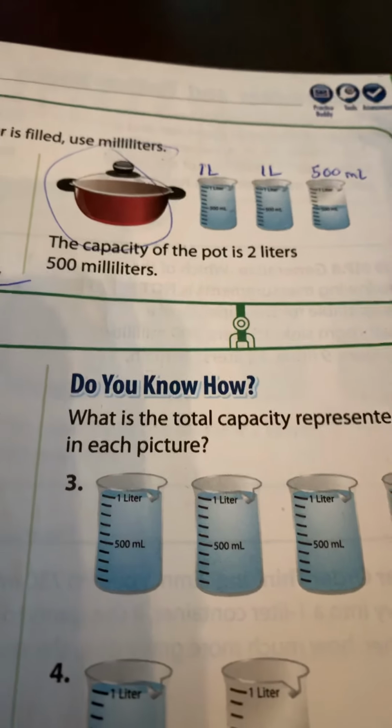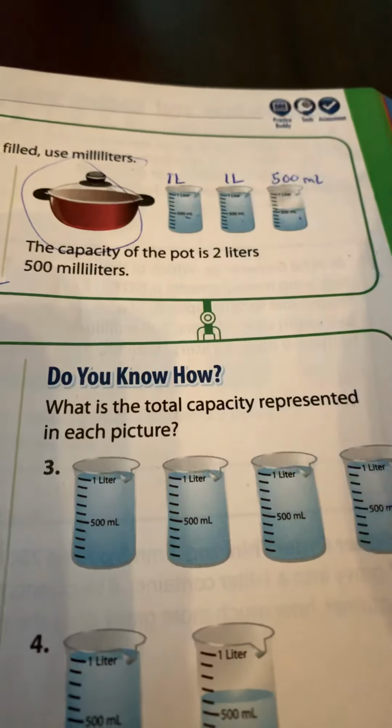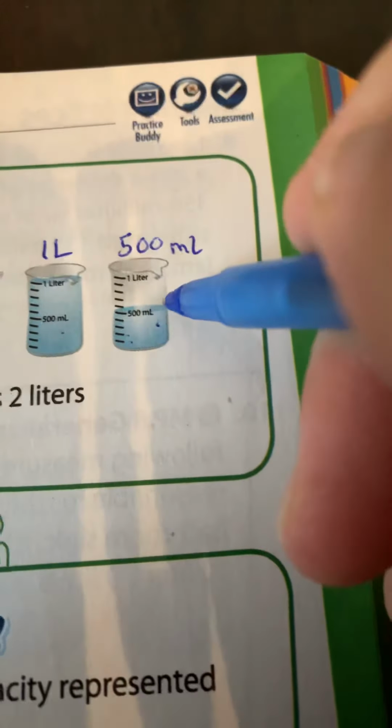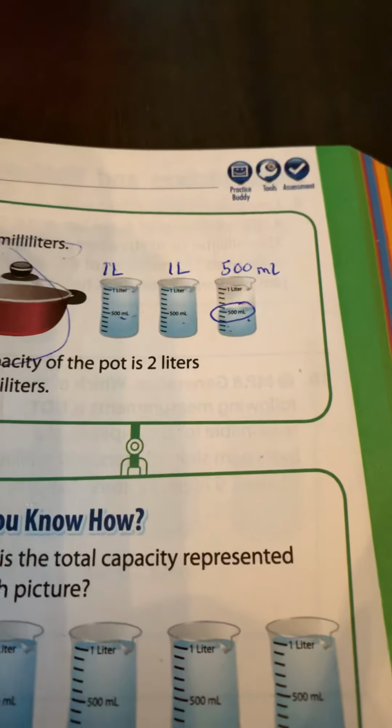So the capacity of the pot is 2 liters and 500 milliliters. So they filled it here, here, and half of this one to reach 500. And if we zoom in. Sorry, I'm not sure why it's so blurry. Maybe I'm too close. 100, 200, 300, 400, stops at 500. Right there. Good, Max. Good, Logan.